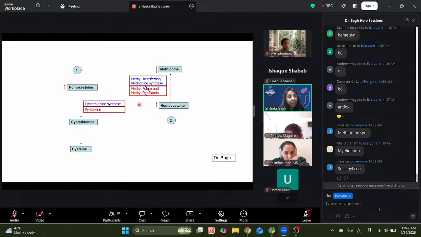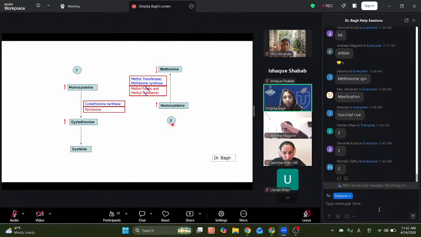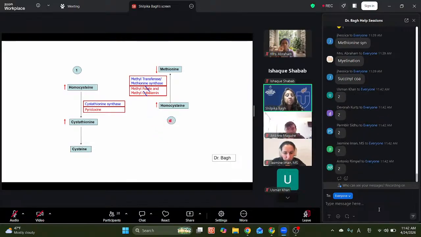Now, folate and B12: is it required in pathway 1 or pathway 2? Folate together with B12, pathway 2. So in folic acid and B12 deficiency, what will happen to homocysteine levels?